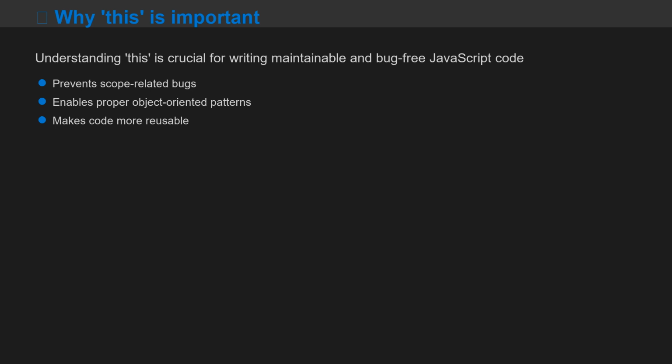Why is understanding this so important? First, it helps prevent scope-related bugs. Second, it enables proper object-oriented patterns. And third, it makes your code more reusable. Mastering this will make you a better JavaScript developer.